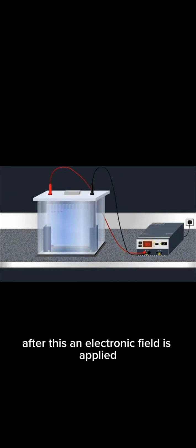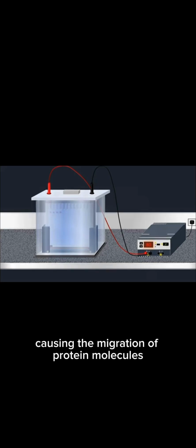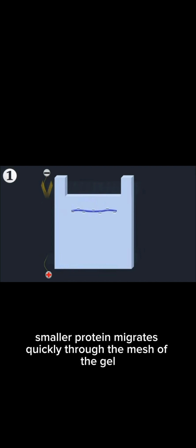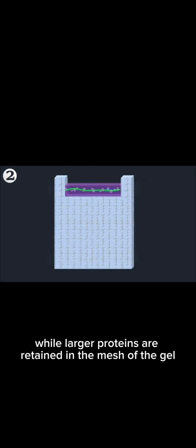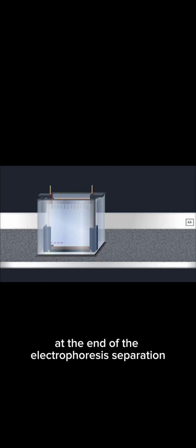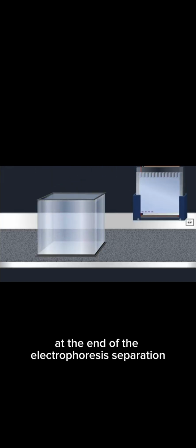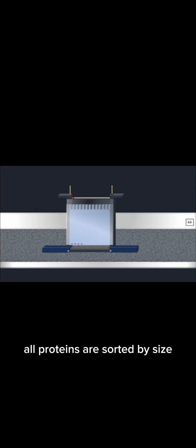After this, an electric field is applied, causing the migration of protein molecules from the negative electrode to the positive electrode. Smaller proteins migrate quickly through the mesh of the gel, while larger proteins are retained in the mesh of the gel. At the end of the electrophoresis separation, all proteins are sorted by size and can then be analyzed by other methods and techniques.